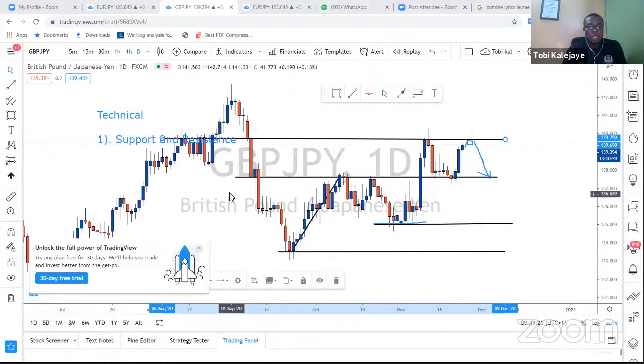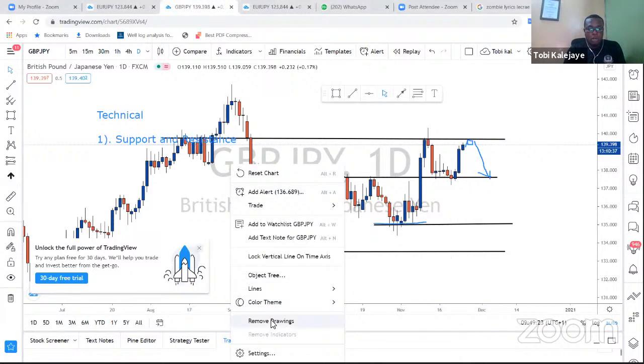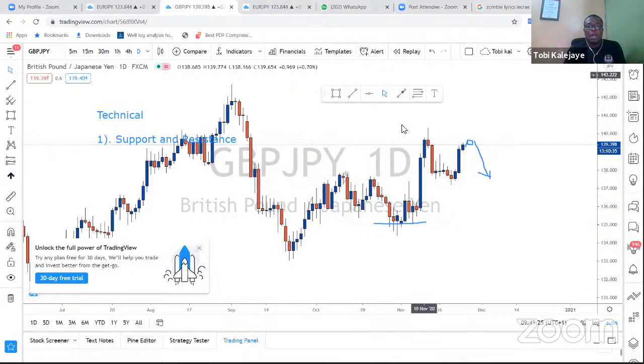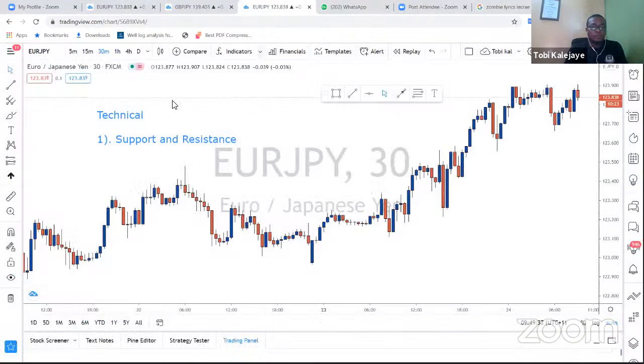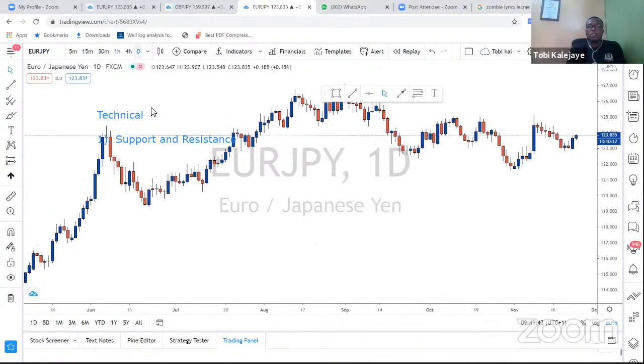Let me clear this chart up so we draw a new one entirely. You can suggest a pair you are looking at already, so I can just mark them out, not using my regular GBP JPY or Euro JPY. Anyone got a suggestion over there? Okay, good. So let's take Euro JPY in the absence of any.